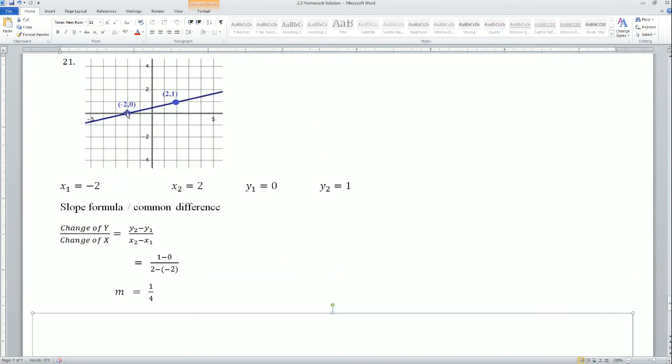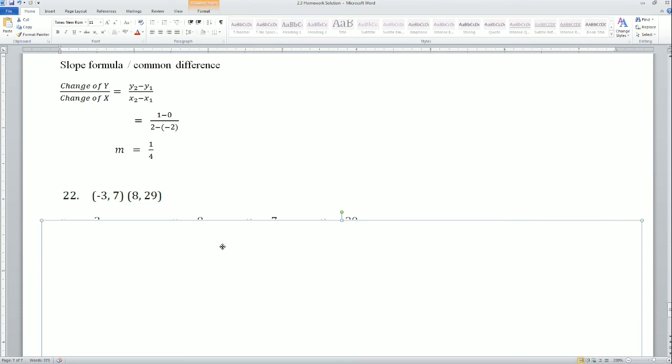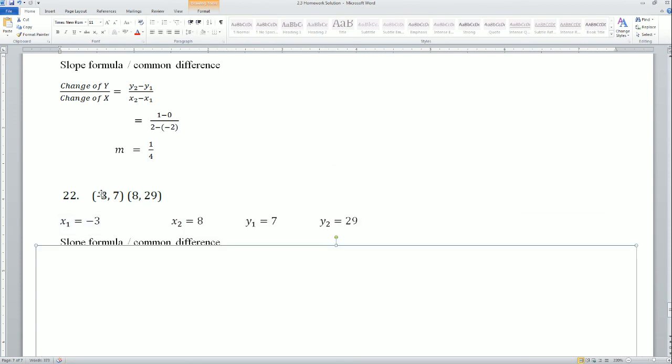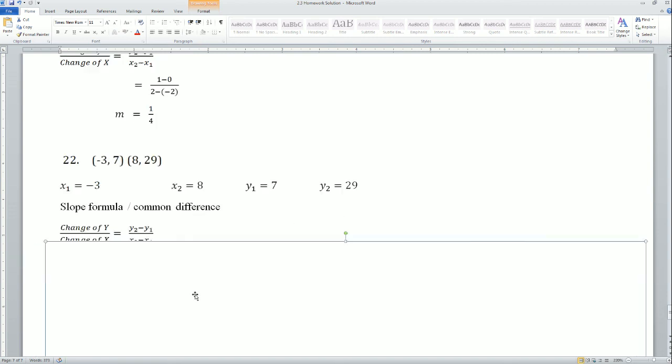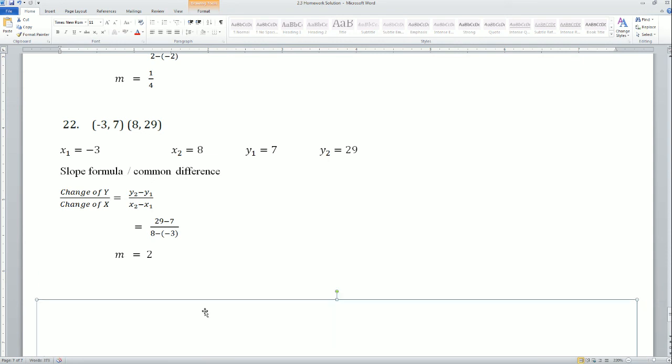You could even count it. Go up by 1. My y changed by 1, right? My 4 is my change in x. So 1, 2, 3, 4. There you go. Next one, here are the points. Same thing. x1 is negative 3. x2 is 8. y1 here is 7. y2 is 29. Okay. Here's the equation. Plug it in. All right. Then you should get a slope of 2.